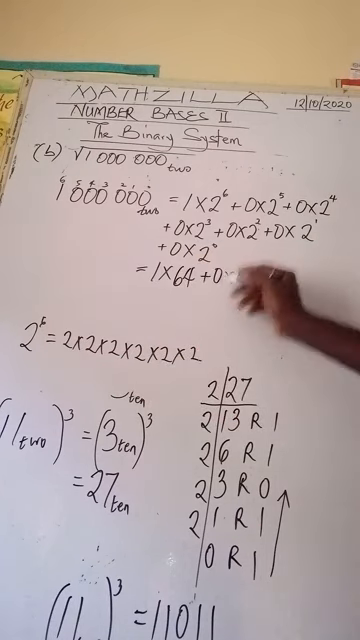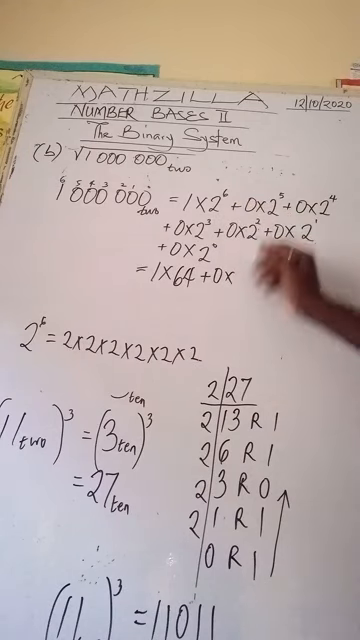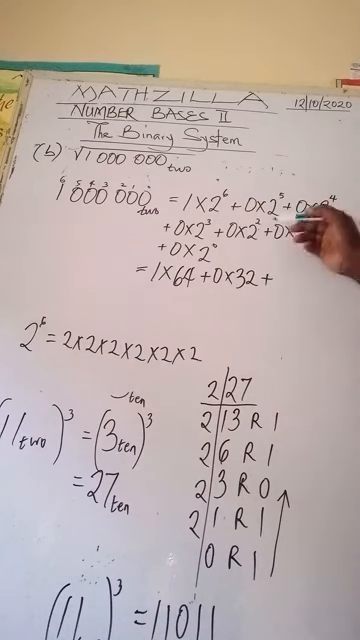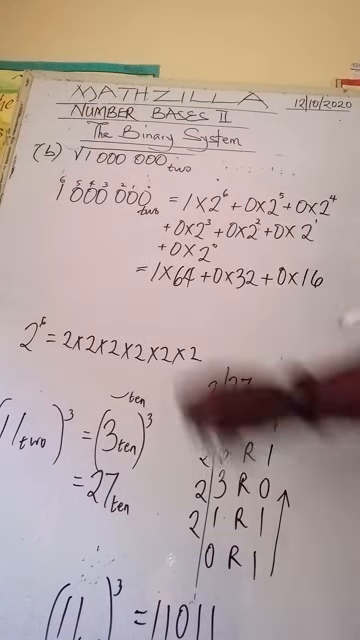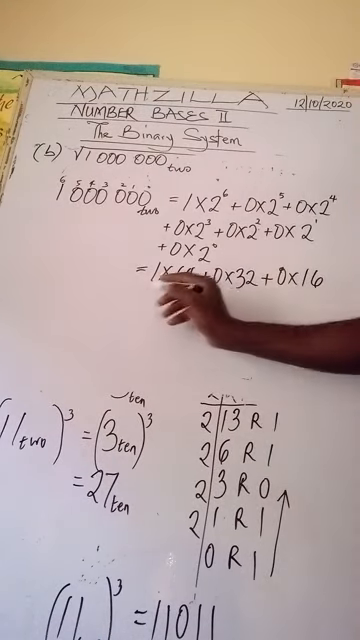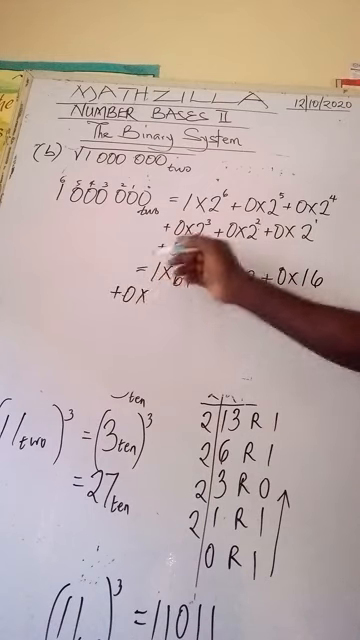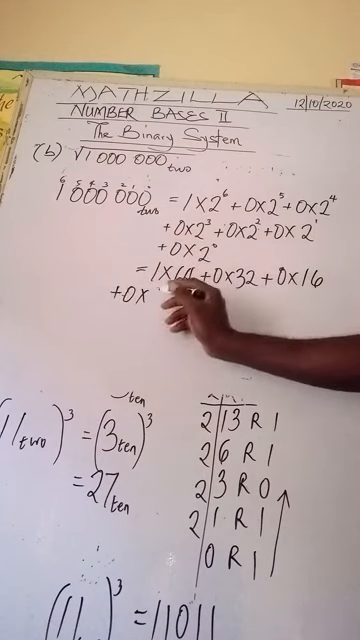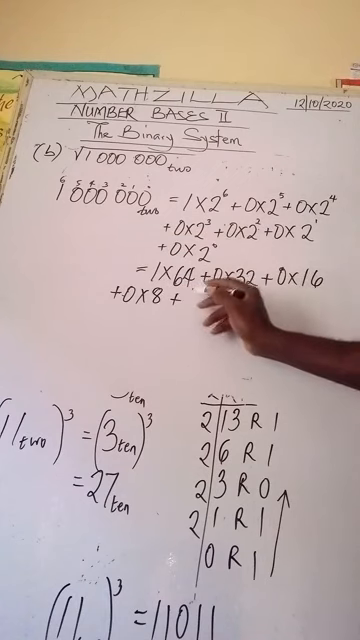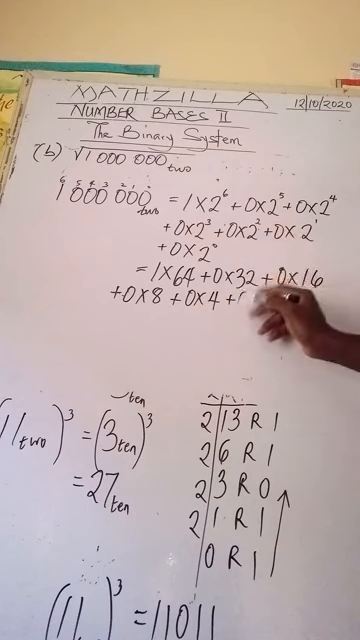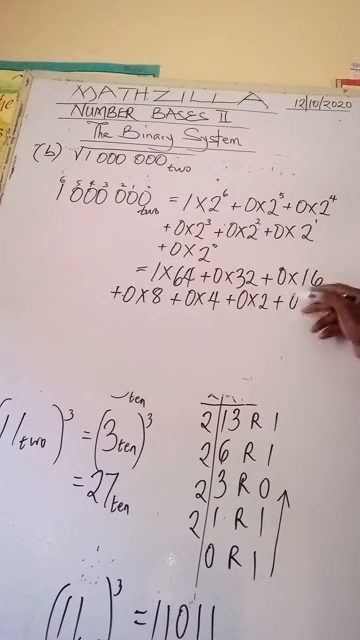Then plus 0, that is this 0, times 2 raised to the power of 5 is 32. Plus this 0 times 2 raised to the power of 4 is 16. Then plus this 0 now times 2 raised to the power of 3 is 8. Plus this 0 times 2 raised to the power of 2 is 4. Plus this 0 times 2 raised to the power of 1 is 2. Finally, plus this 0 times 2 raised to the power of 0 is 1.